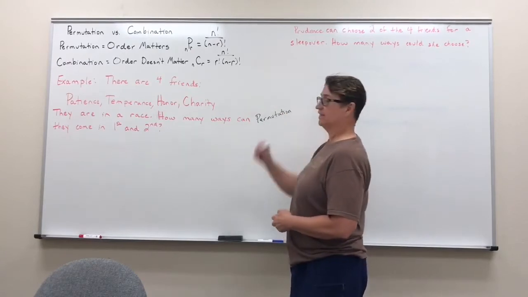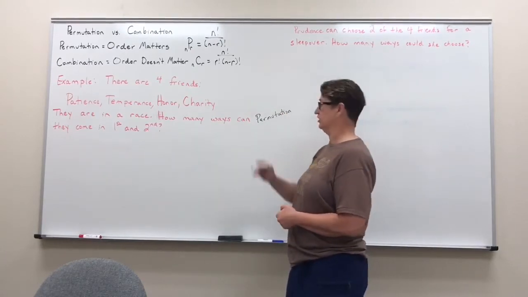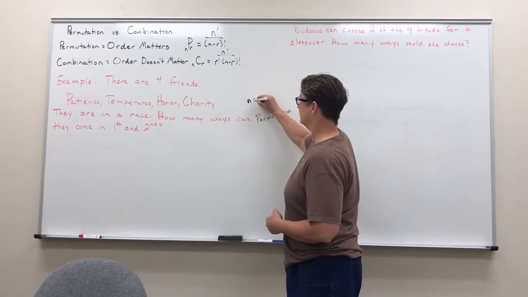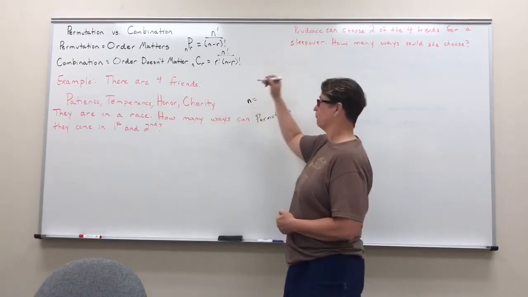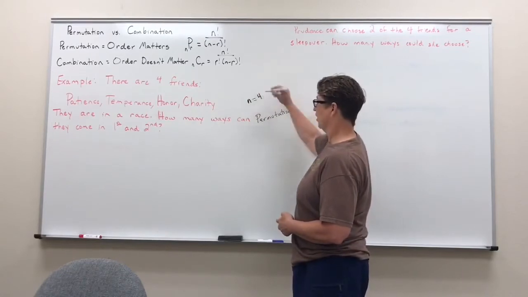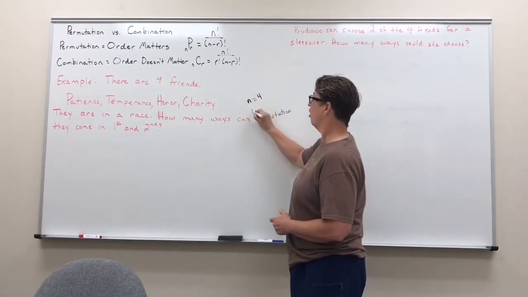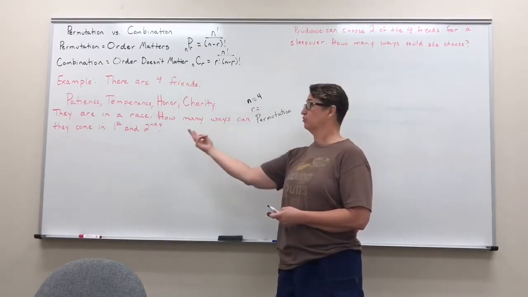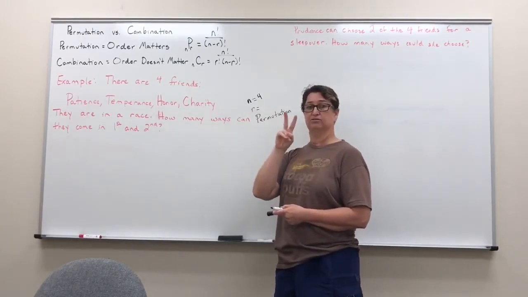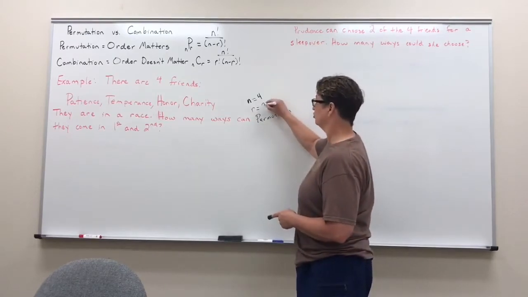And just to get familiar with the notation here, our N tells us how many are in the group. And in this case, we have 4 friends, so there are 4 in our group. And the R is how many people we are choosing. In this case, we're only looking at first and second place, so that's two that we are choosing.